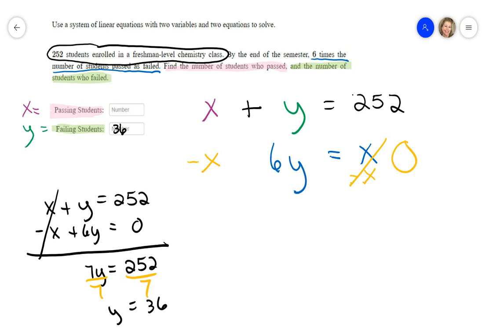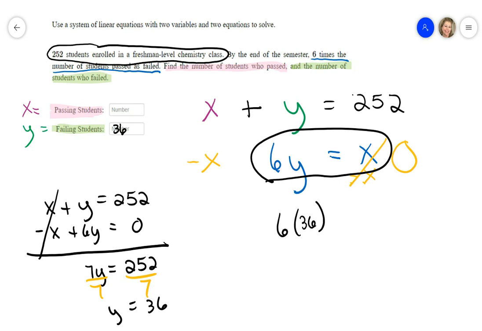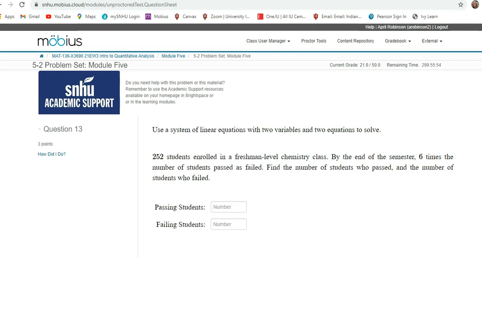And remember, 6 times y is going to equal the number of students that passed. So take 6 times 36, and that's going to equal 216. So there's 216 that passed. So let's go to Mobius and plug in those numbers. 216 and 36. And how did I do?